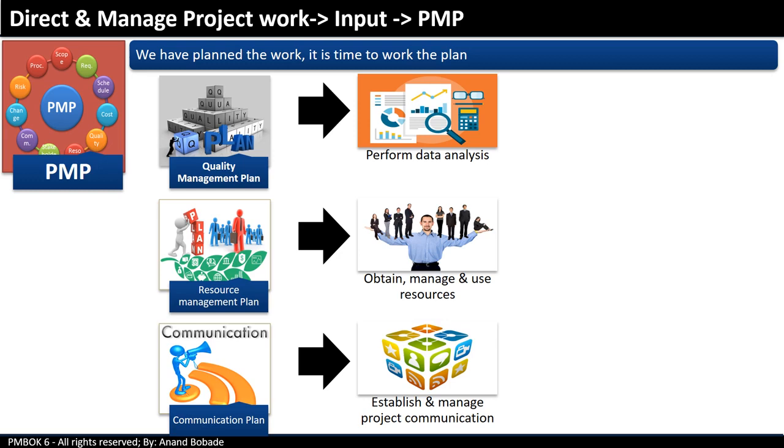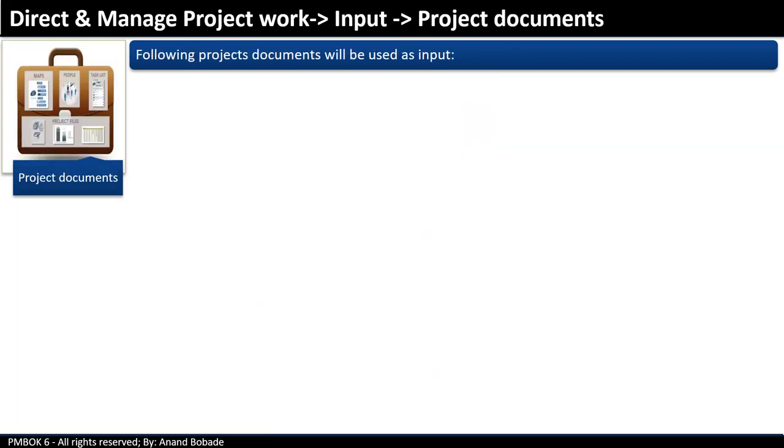As the definition says, during direct and manage project work, the project manager will simply follow what has been approved inside the project management plan. Next input is project documents. There are several project documents which will help the project manager to direct and manage project work. These documents are change log, lessons learned register, milestone list, project communications, project schedule, requirements traceability matrix, risk register, risk report, etc. Let's look at them one by one.